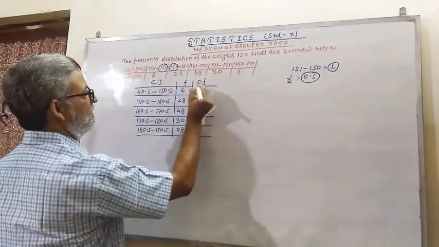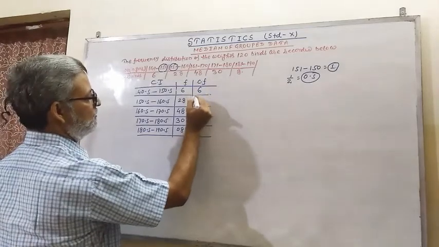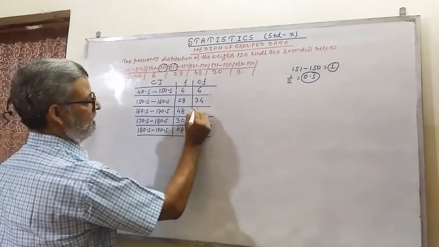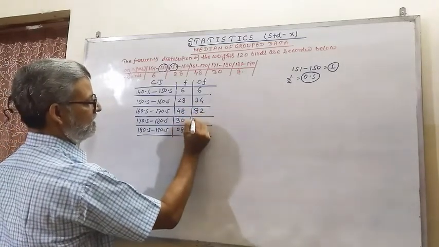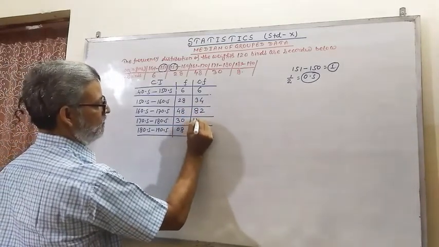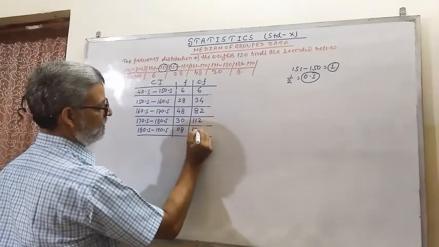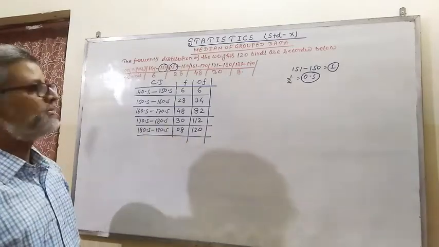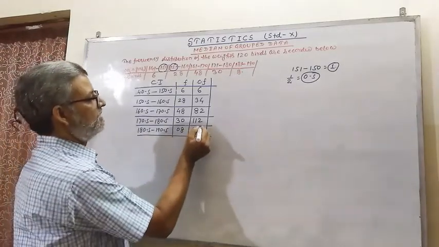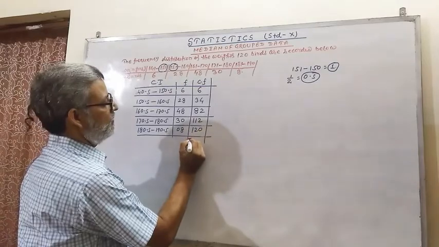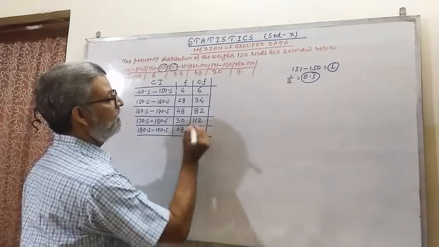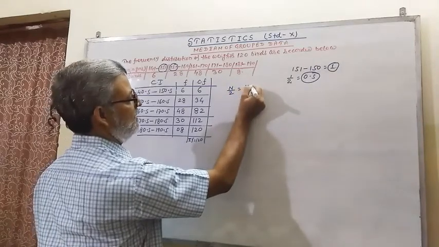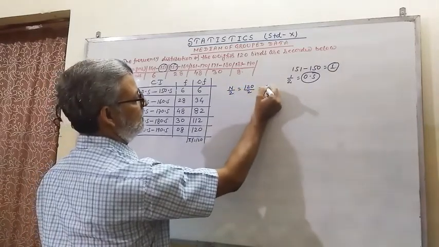Find out the cumulative frequency. 6 plus 28, 34. 34 plus 48, 82. 82 plus 30, 112. 112 plus 8, 120. This is cumulative frequency. Now we can find out the median. For the median, this 120 is the value of sigma f. So first we will find n by 2, that is 120 by 2, that is 60.